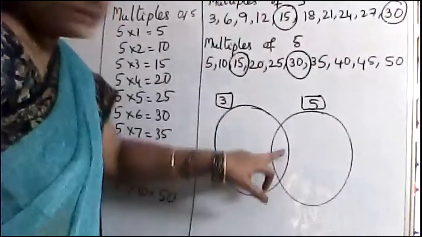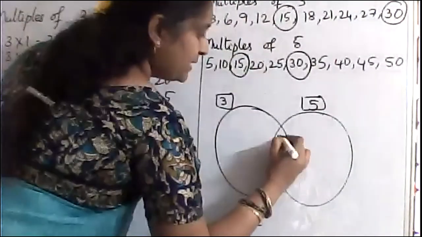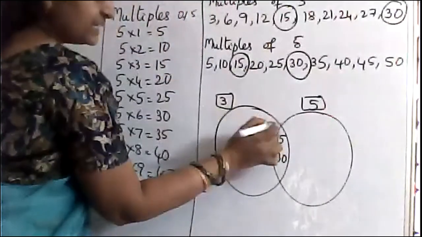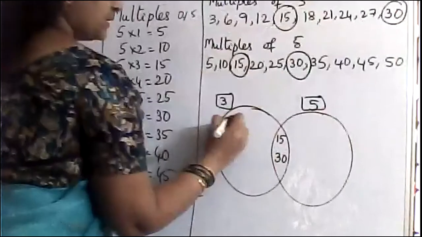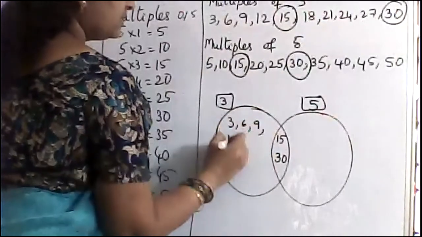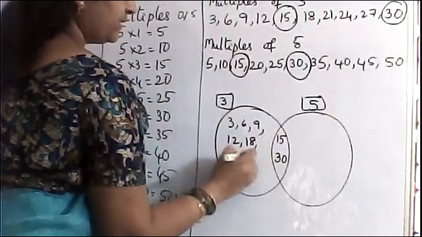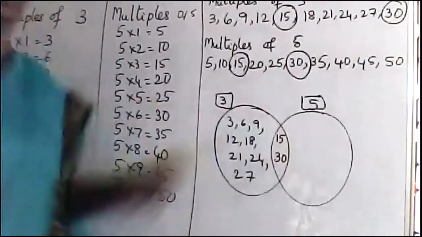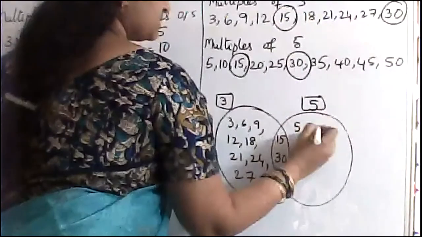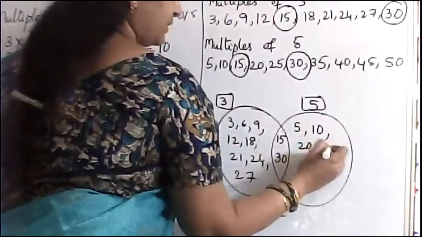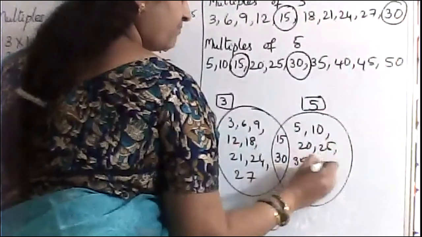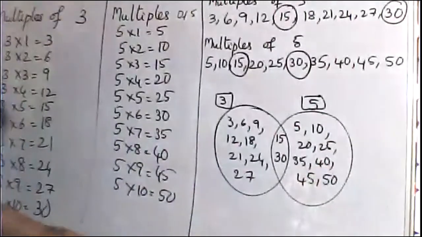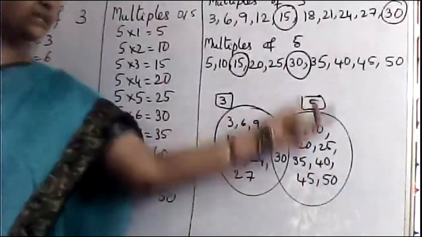So in this, what are the numbers you have common here? Those numbers, 15 and 30, we have to write. In this part, the leftover values are 3, 6, 9, 12, 18, 21, 24, 27. Here, leftover in the 5 multiples: 5, 10, 20, 25, 35, 40, 45, 50. So these are the multiples of 3, these are the multiples of 5.